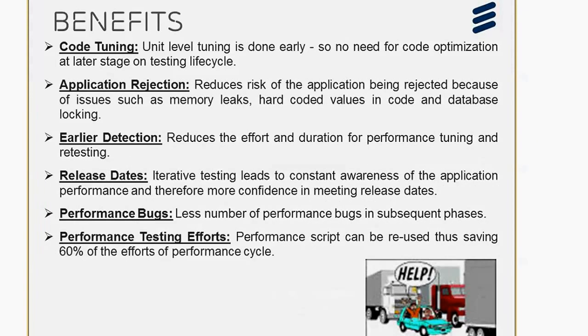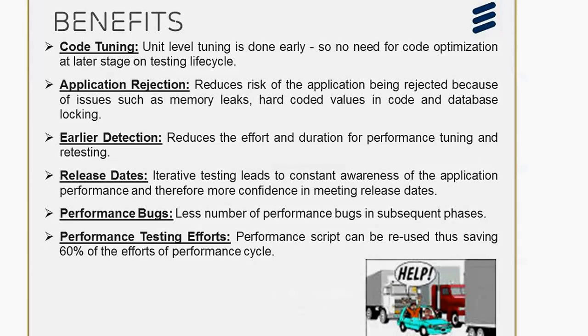Okay. Now some benefits for doing this particular method. Say, for example, code tuning: you are doing unit level tuning very early in the phase. So there is no need for code optimization at a later point of the testing life cycle. This is a very big advantage which agile performance testing gives us.